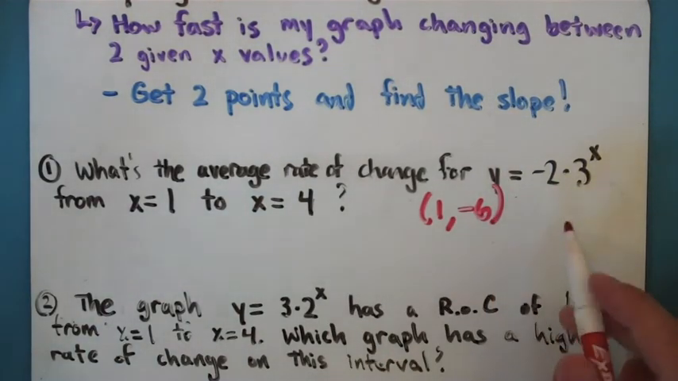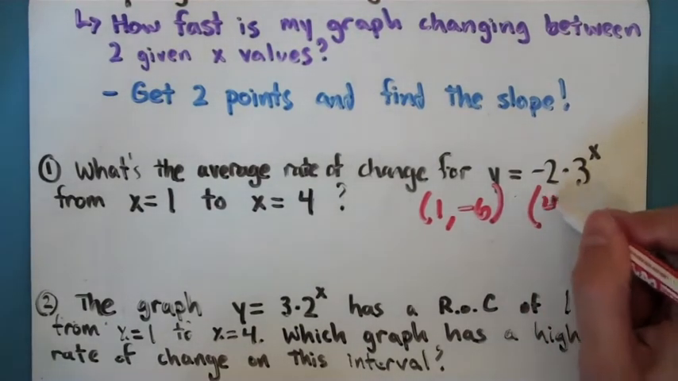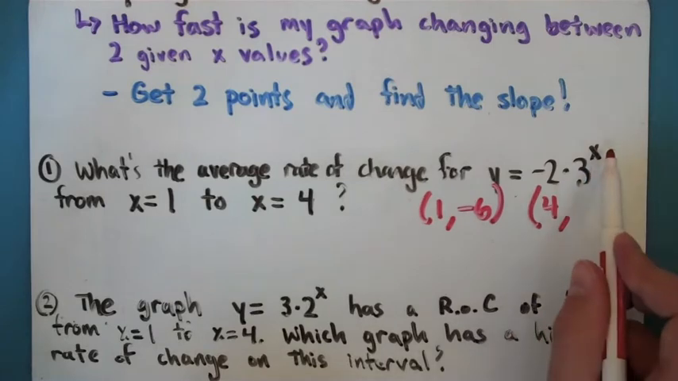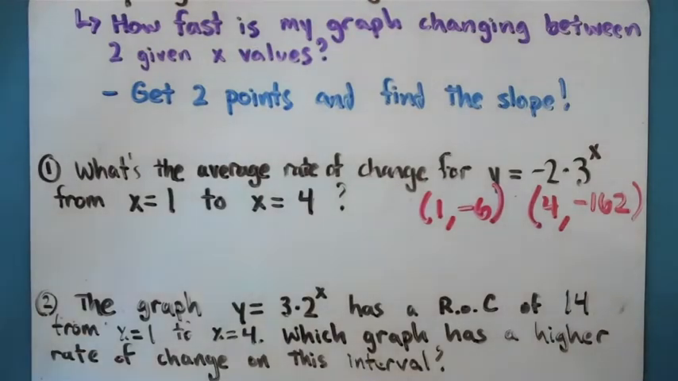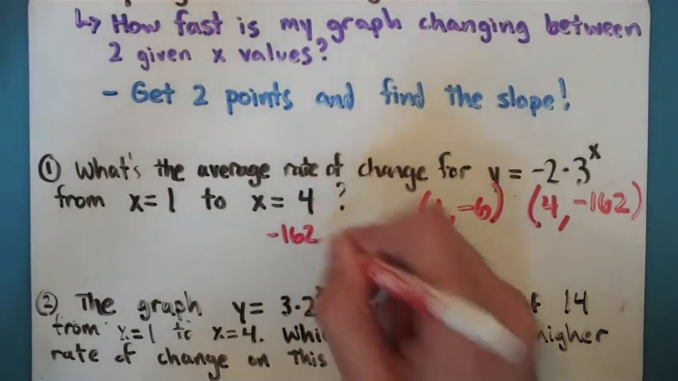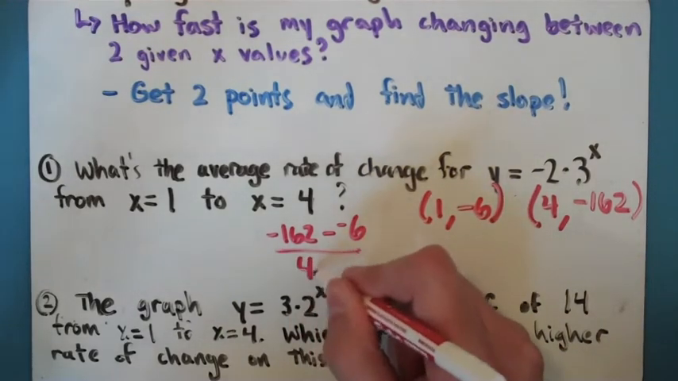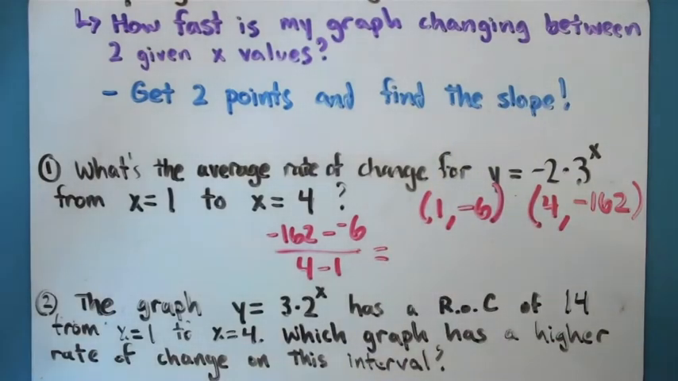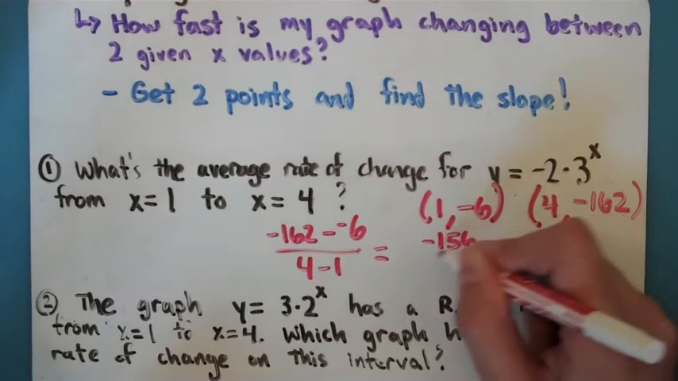And if you plug in a 4 right here, let's see, I don't have a calculator handy. That'd be 4 comma, 3 to the fourth is going to be 81 times negative 2 is negative 162 for my second point. So if we want to find the average rate of change on this interval here, we need to find the slope between those 2 points. So doing our simple y2 minus y1, negative 162 minus negative 6 over 4 minus 1, we end up with negative 156 over 3.